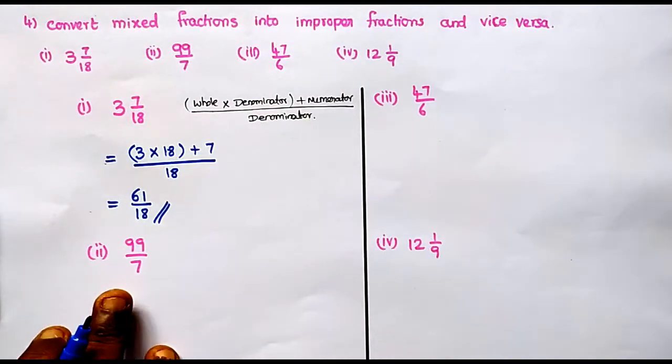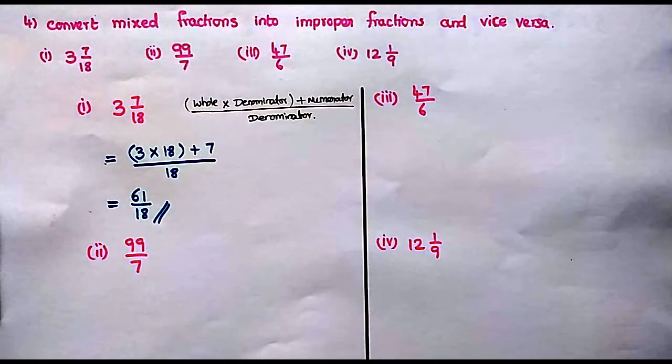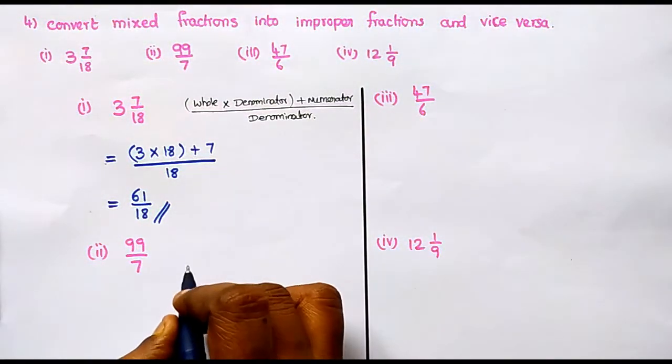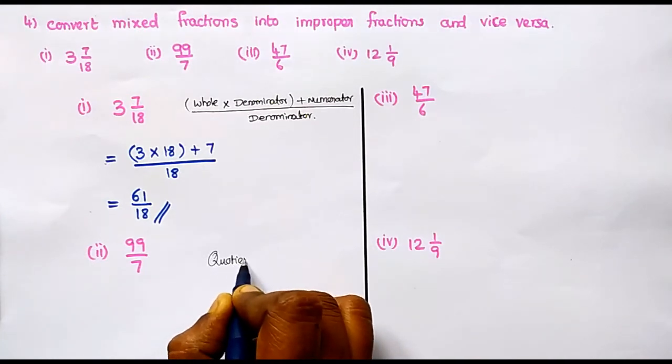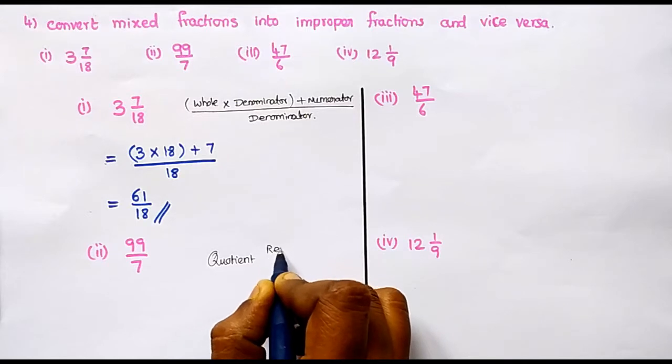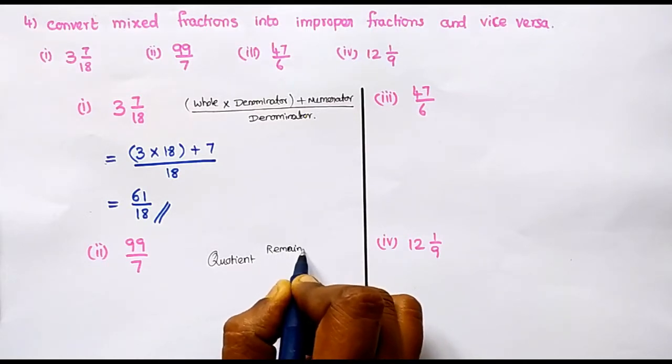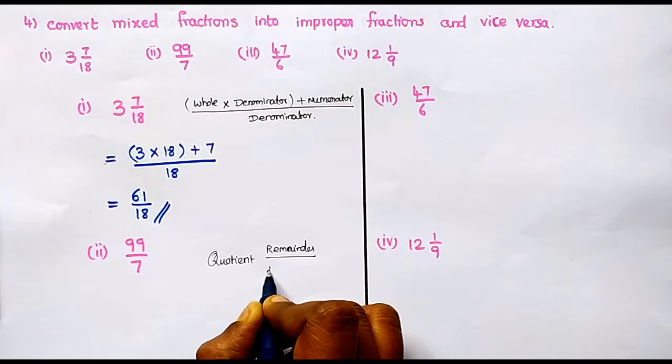Next one, 99 by 7. It is an improper fraction. How will you convert that? The formula is quotient, remainder by divisor.